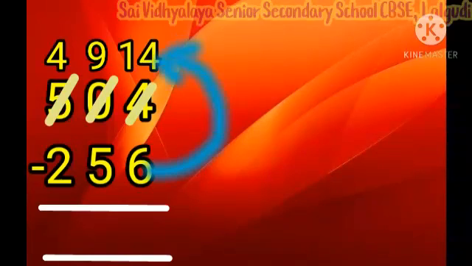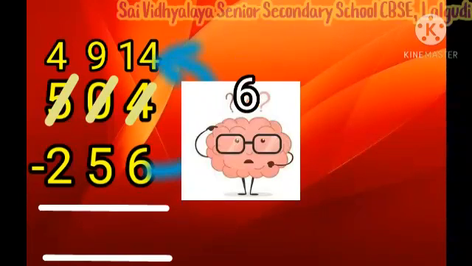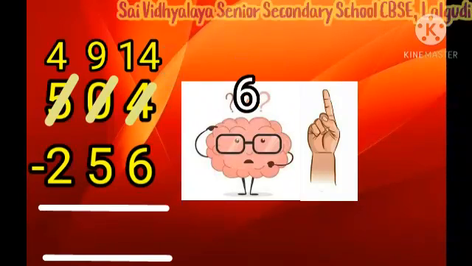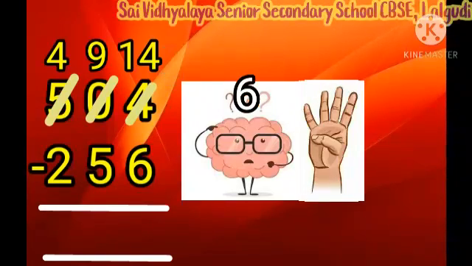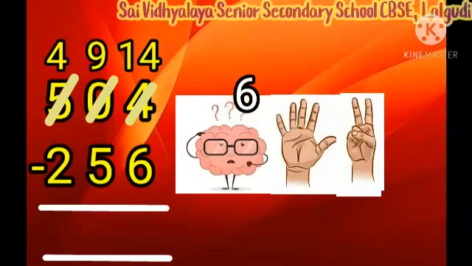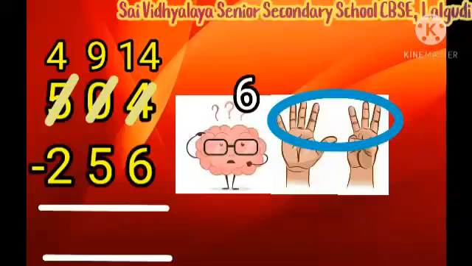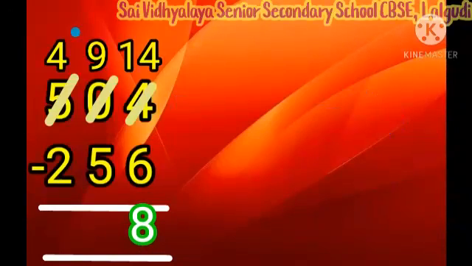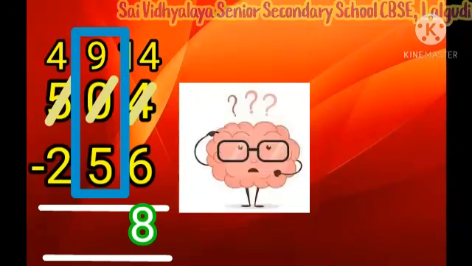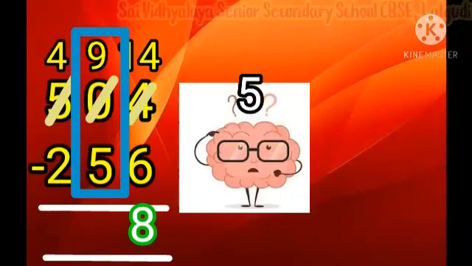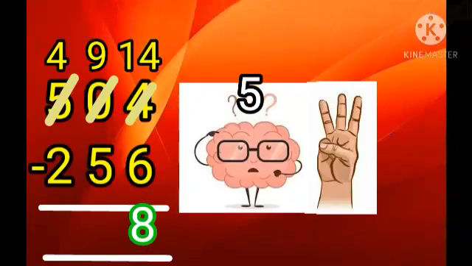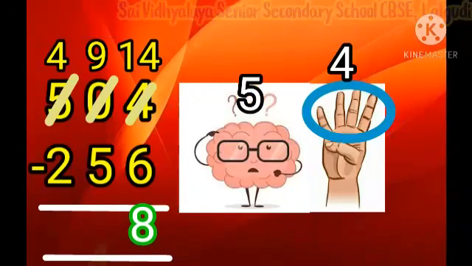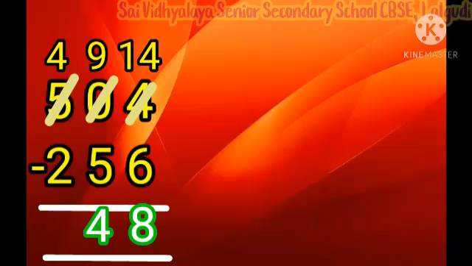Subtract 6 from 14. 6 in mind. After 6, 7, 8, 9, 10, 11, 12, 13, 14. There are 8 fingers. So write 8 in ones place. Next, subtract 5 from 9. 5 in mind. After 5, 6, 7, 8, 9. There are 4 fingers. So write 4 in tens place.